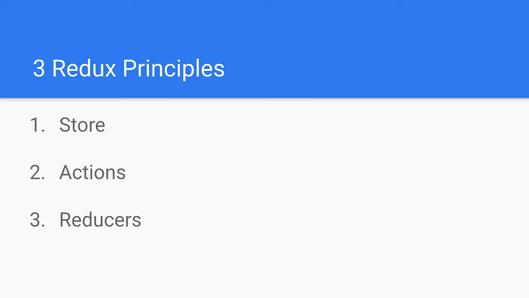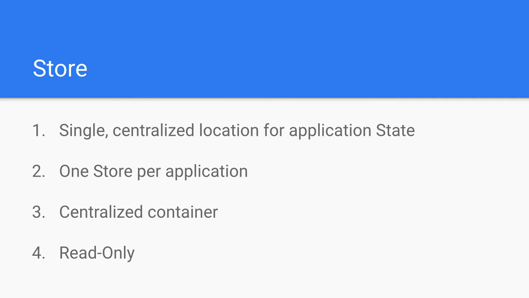Redux revolves around three core principles: store, actions, and reducers. These are the three things that every Redux application needs. A Redux store is a centralized container that hosts all the state of the application. There is one store per app. Store is also read-only. This means that we cannot modify the store directly. The only way to modify the store is through actions.